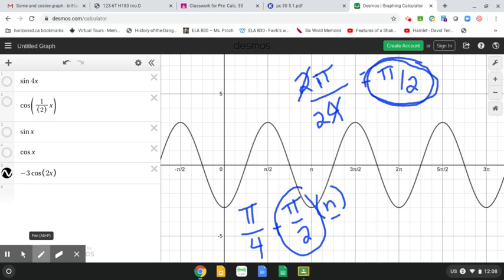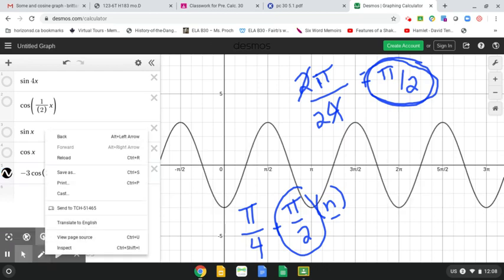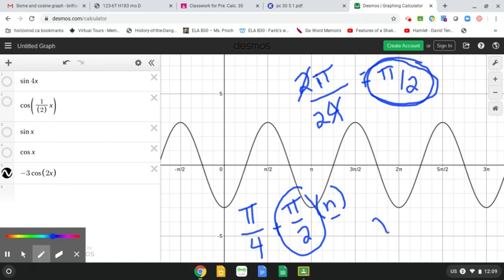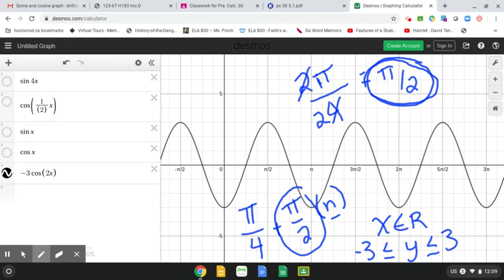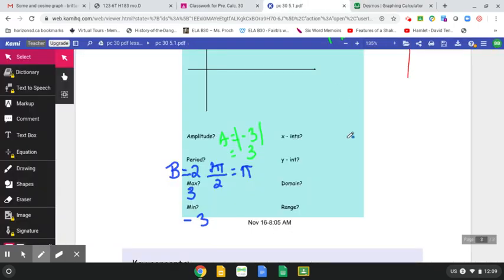Your y-intercept would be where it crosses the y-axis, so at -3. Domain, what could my domain be? Hopefully you said x is an element of the real numbers. And then the range, you always look at the highest and the lowest. So my highest is 3, my lowest is -3. So that means y is between 3 and -3. So that's my range. That would be my domain. So that's putting it all together, like it says here. I'm not going to rewrite all that there. We just went through it.